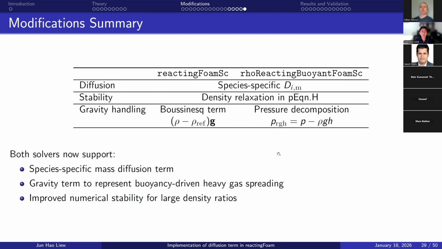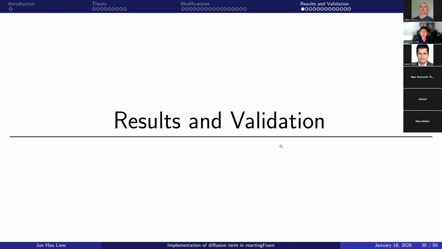So what has been modified so far is the diffusion term we've added for both solvers. For stability, we've added density relaxation for both solvers as well. And then for gravity, we've only added for the reactingFoam solver. And now we move on to validation and results.